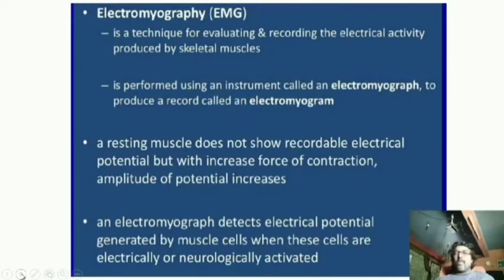And typically, a muscle which is under resting condition may not show any electrical activity because it's not producing an action potential, unless it has been triggered electrically or neurologically. It is not going to produce electrical potential.